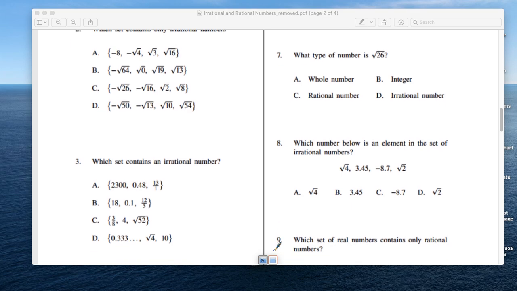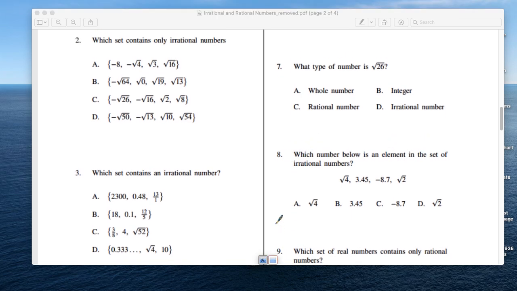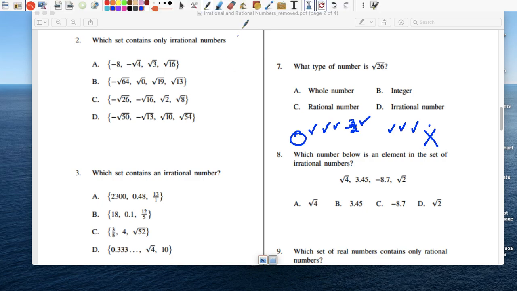Let me just lower the page. So again, I think we did these. We want a set that only has irrational numbers. Negative 8 is rational, so right off the bat, A is out. B, negative square root of 64. Well, 64 is a perfect square, so this actually is the same thing as negative 8. And negative 8 is rational, so that's out, because I want just irrational.